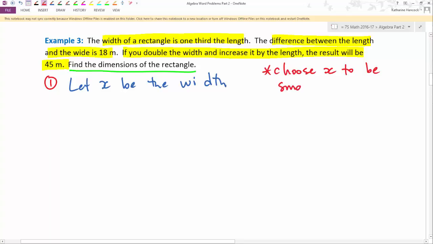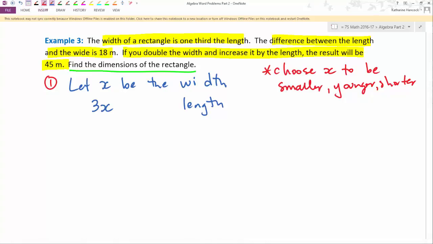It's always easier to add and subtract than multiply and divide. Choose x to be smaller, younger, or shorter. So the width is definitely shorter. The width of a rectangle is 1/3 of the length. So the width is definitely shorter, and it's 3 times shorter. If it's 1/3, that means the length is 3 times as big as the width. So let 3x be the length.